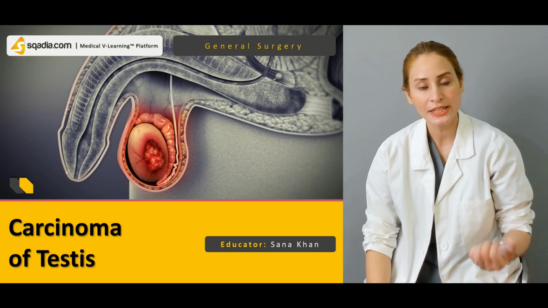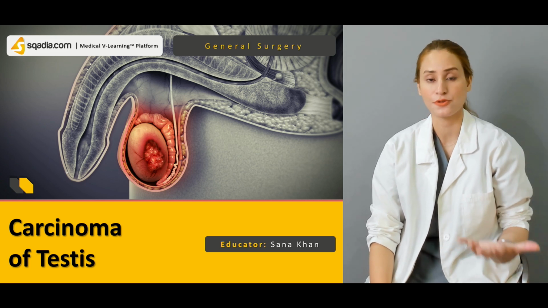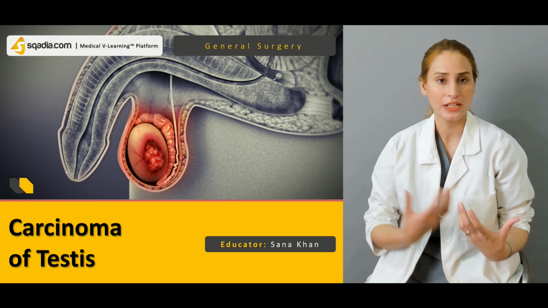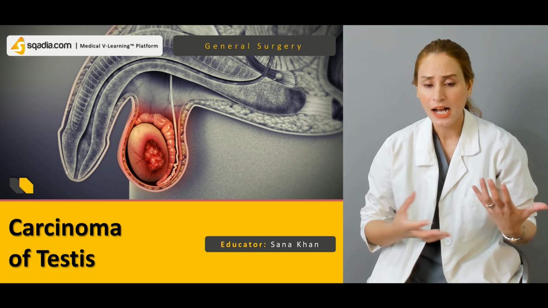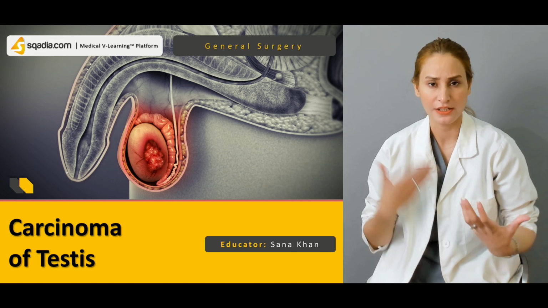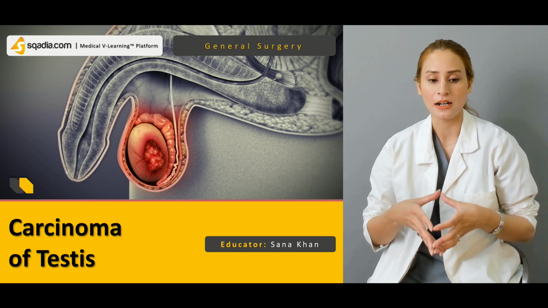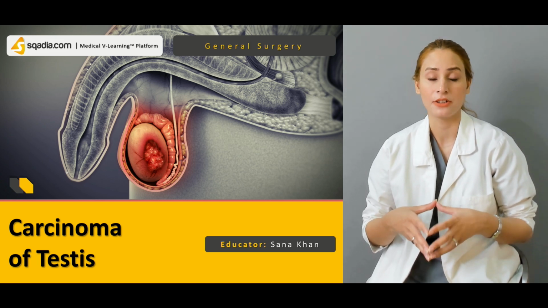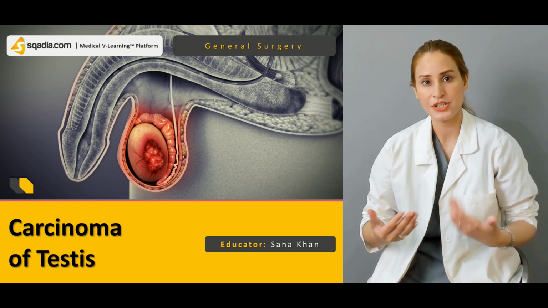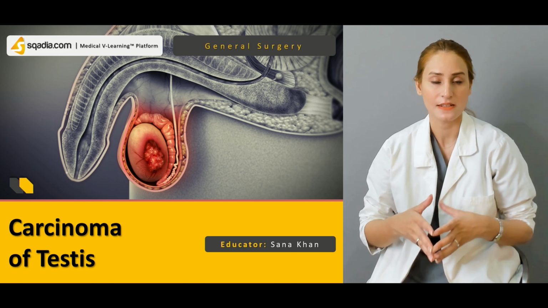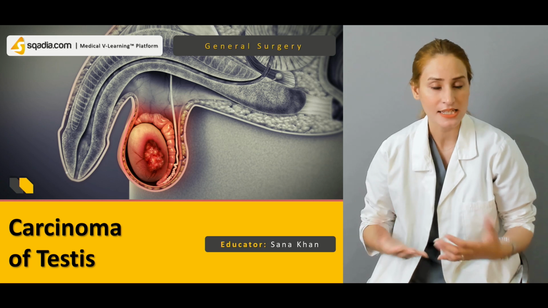So today we'll be talking about the carcinomas of the testes. This is a very important topic to be discussed, especially when you're discussing the genitourinary system. Since we have been discussing the urogenital system for a couple of weeks, so far we have discussed the non-carcinomatous conditions, like the inflammatory and traumatic conditions of the testes, plus developmental errors like the undescended testes.